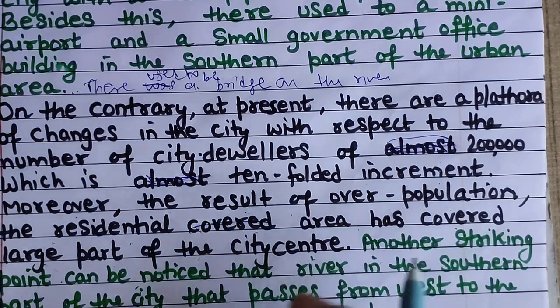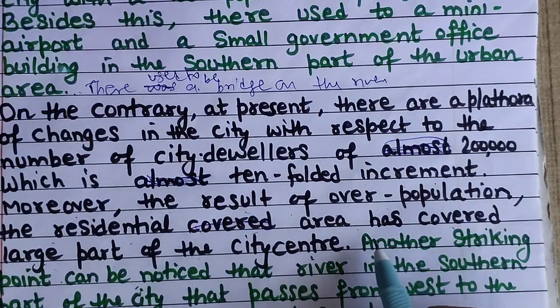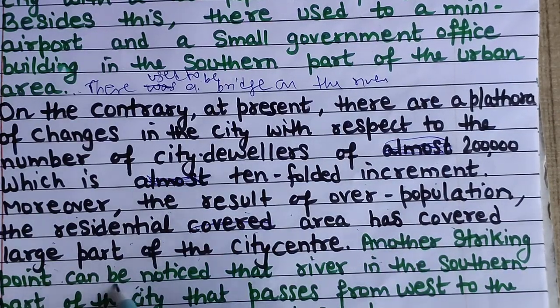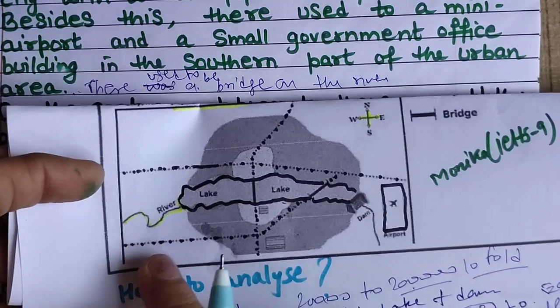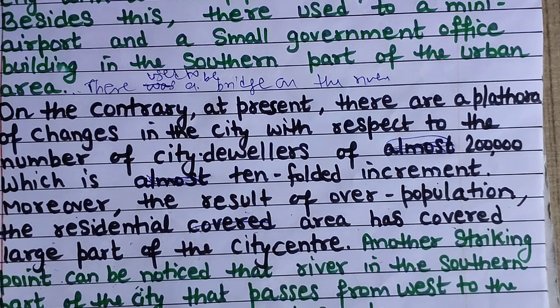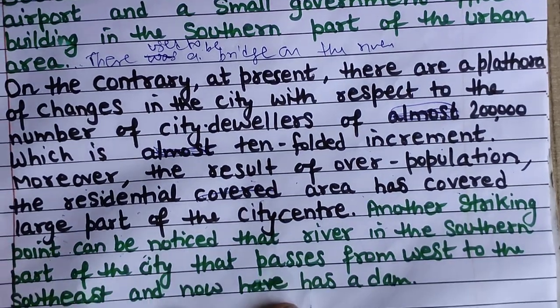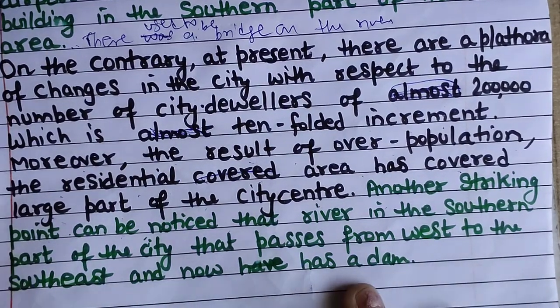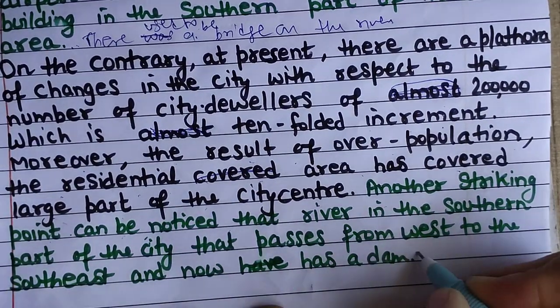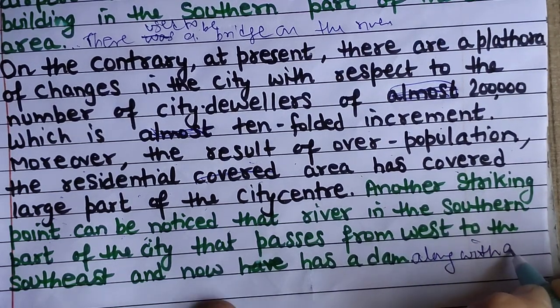So you can see the second map. Now coming to another change. Another striking point that can be noticed is the river in the southern part of the city that passes from west to southeast, and now has a dam along with a lake.